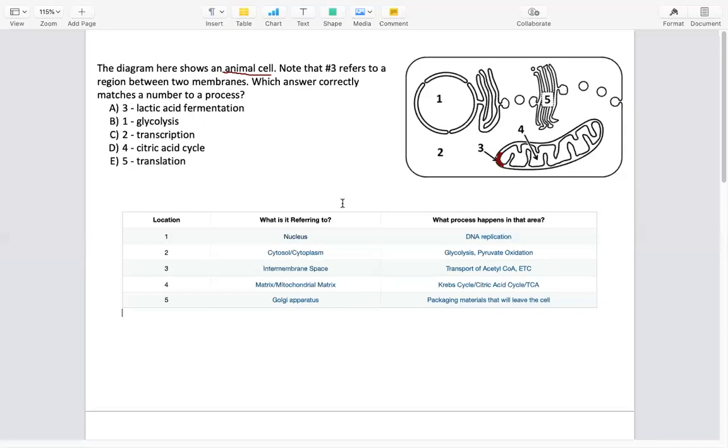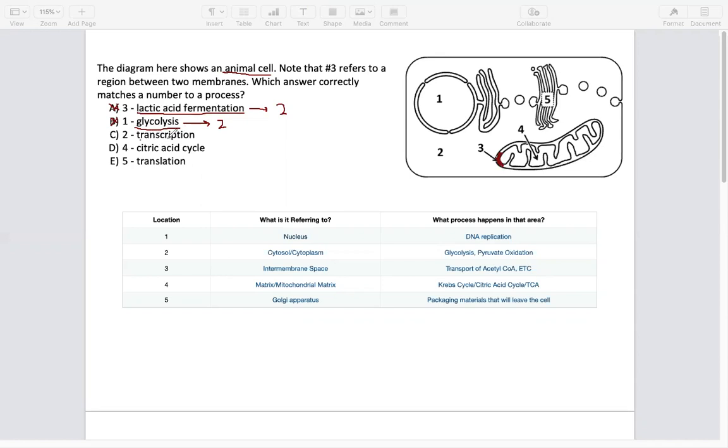So in number 3, that says it's lactic acid fermentation. We know that lactic acid fermentation is when we are anaerobic, so we don't have oxygen, and this would happen in the cytosol. So this would actually be in location 2, right? So we know that this doesn't work. We can look at location 1 as being glycolysis, and again, we know that glycolysis happens in the cytosol, which is also location 2. So that wouldn't work.